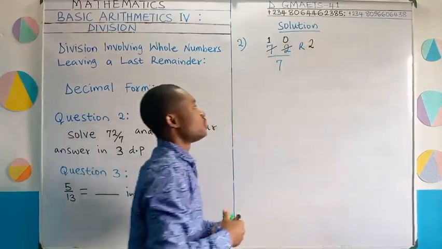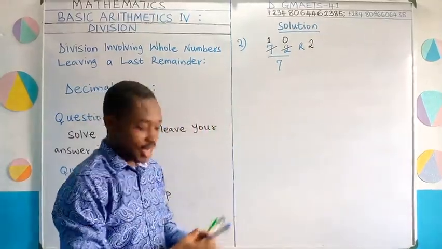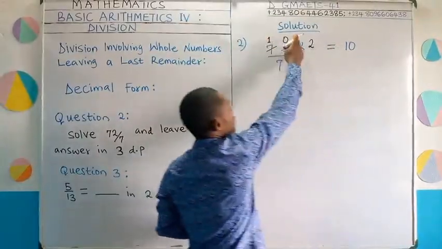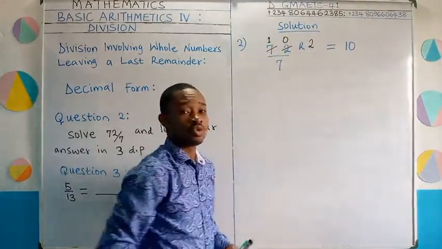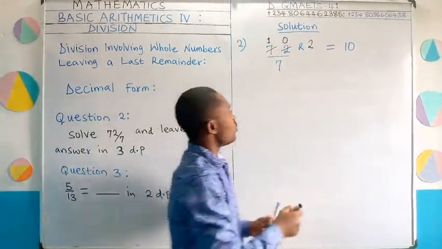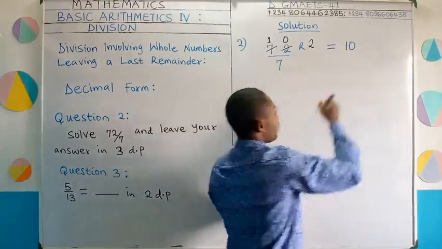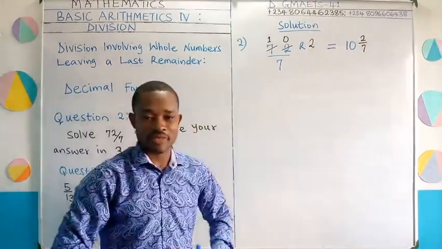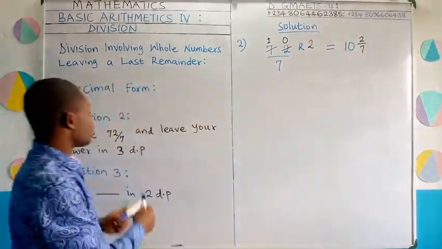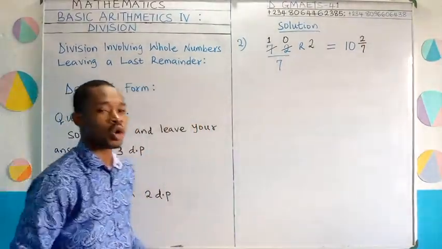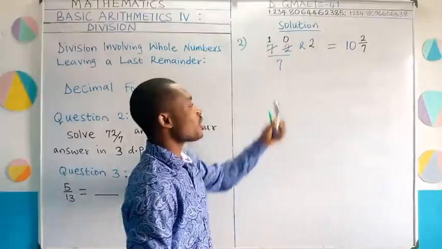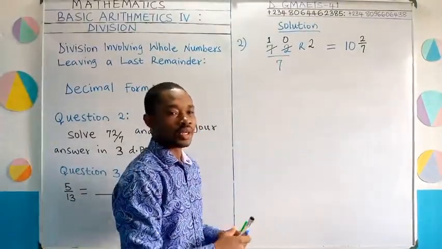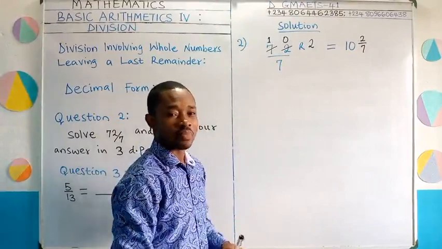Remainder 2. Good. Now I can collect my answer in mixed fraction. This is equal to 10 whole number. 7 divided 72, 10 whole times. Remainder 2 over 7. So that will be 2 over 7. I've gotten my answer in mixed fraction. Remember, we are to get our answer in decimal form. 3 decimal. So I will quickly go and put my points between the whole number and the fraction part.